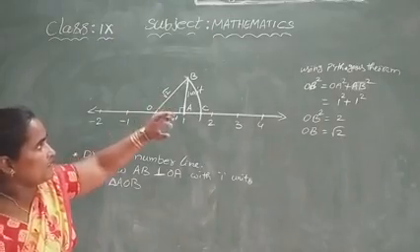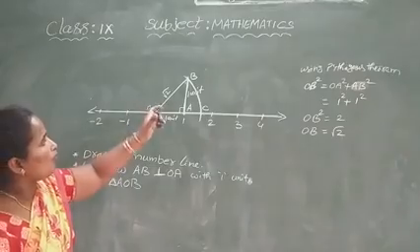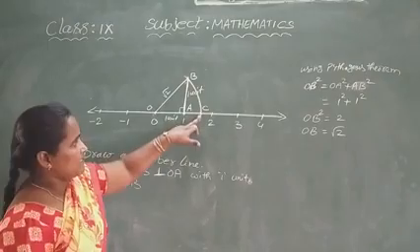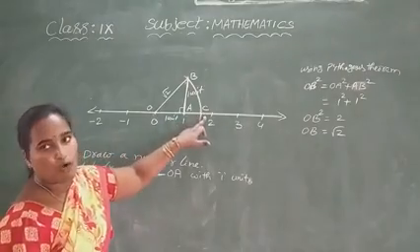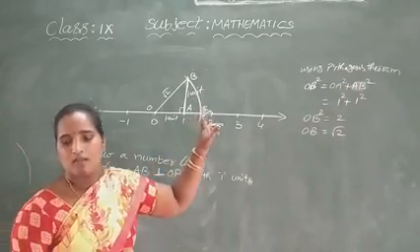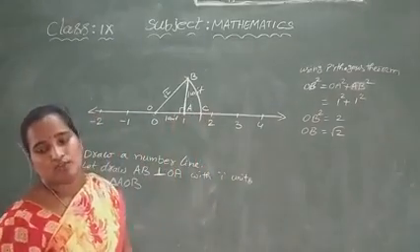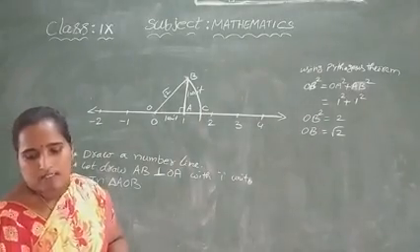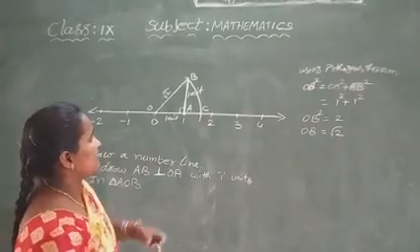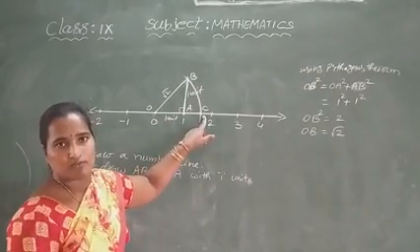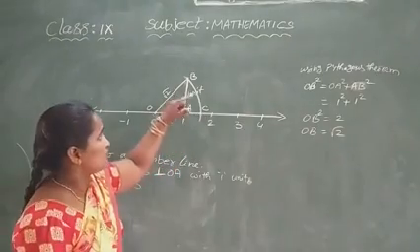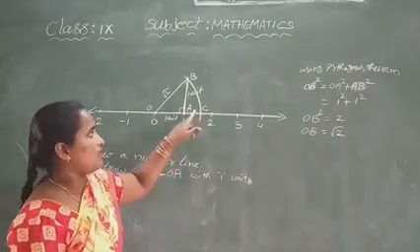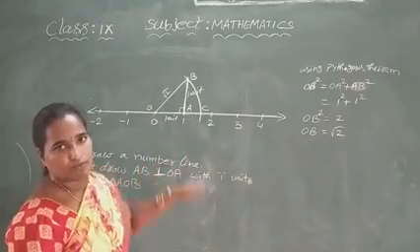Then you take OB as the radius and draw one arc with radius OB. OB bisects the number line at point C. C represents the root 2 value on the number line. Okay ma, this is how to represent or locate the root 2 value on the number line. C is the point for root 2.